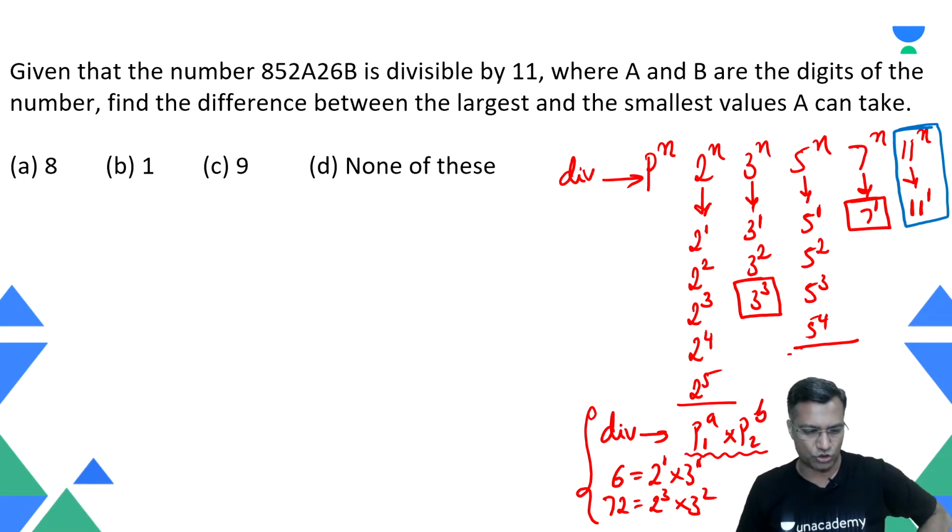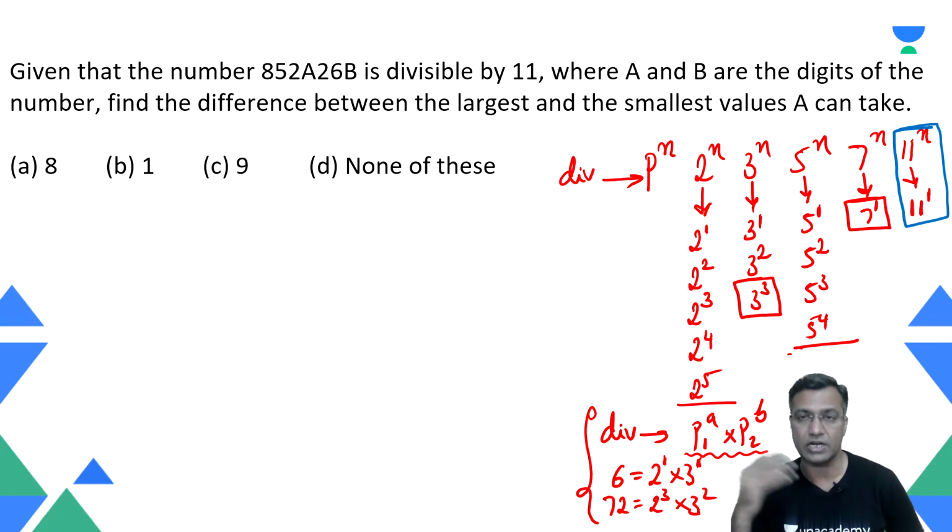Fair enough. Let's come back to this question. Given that the number is some 7-digit number, this number is divisible by 7. What is given to us? It is divisible by 7, where a and b are the digits of the number. This is a CAT replica question. What we're doing: find the difference between the largest and the smallest value a can take, where a is a digit.